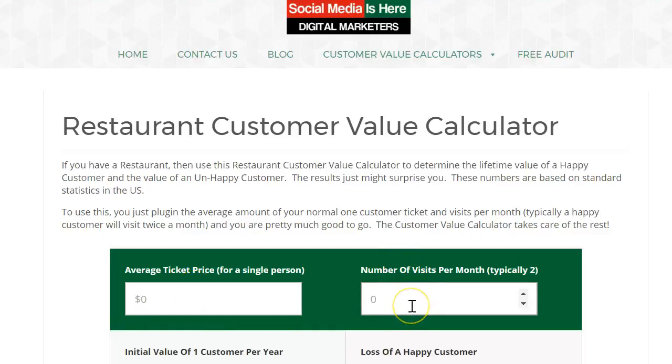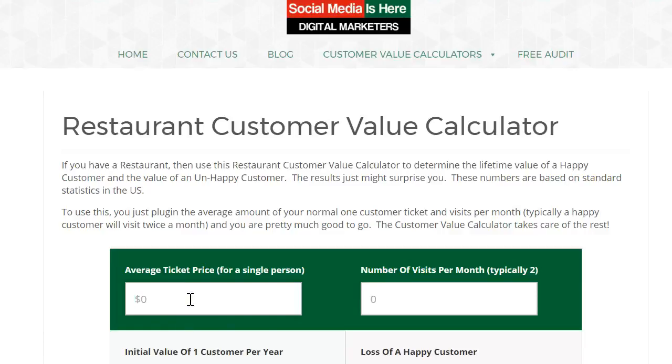month. Now, typically in the US, a happy customer will come back to your restaurant at least twice a month. Some of them come back a little bit less, some of them come back 4 or 5 times, depending on your really good customers, but let's just say it's twice a month. That is the national average, and all you have to do is put in these two numbers and it takes care of the rest. So let's do this here.